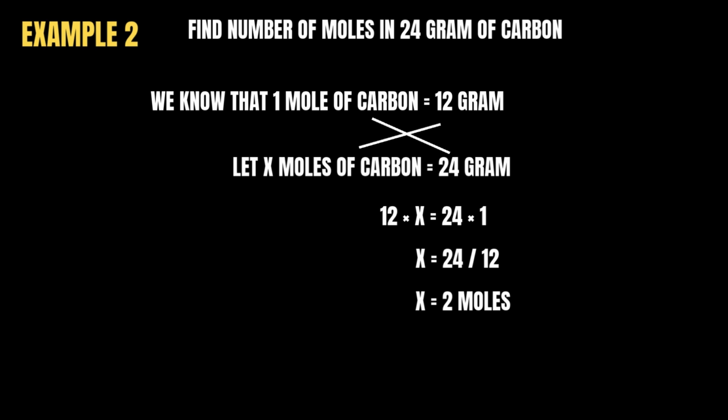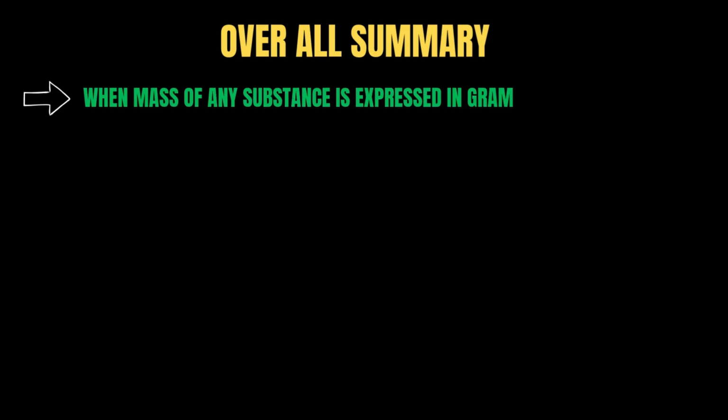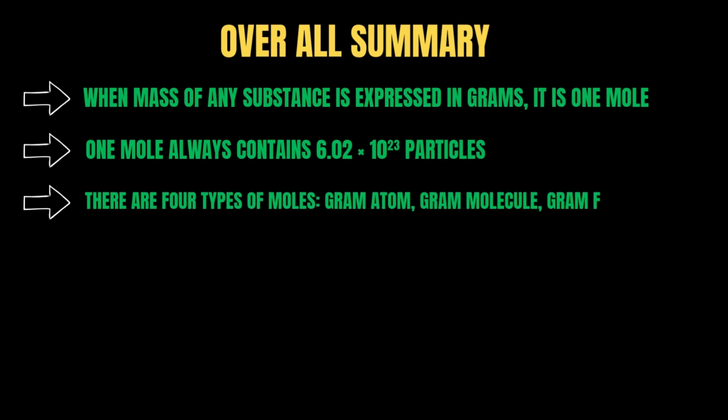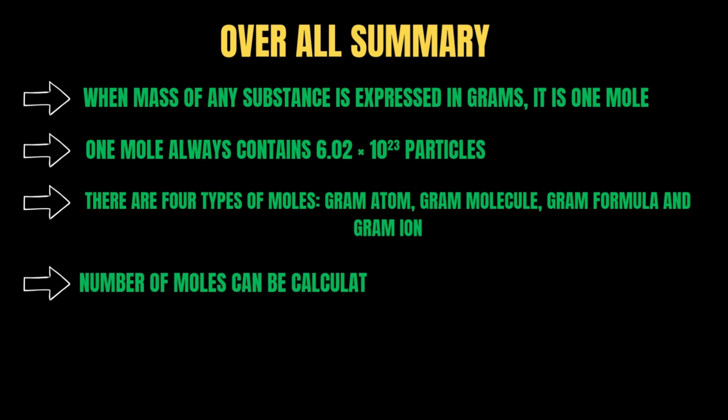Now let's conclude today's lecture. Always remember, mole concept is very simple if you understand the basic definition. When we express the mass of any substance in grams, it becomes 1 mole. 1 mole always contains 6.02 × 10^23 particles. There are 4 types of moles, which are gram atom, gram molecule, gram formula, and gram ion, and you can calculate the number of moles using the cross-multiplication trick. Practice this concept with more examples, and you will master mole concept completely.